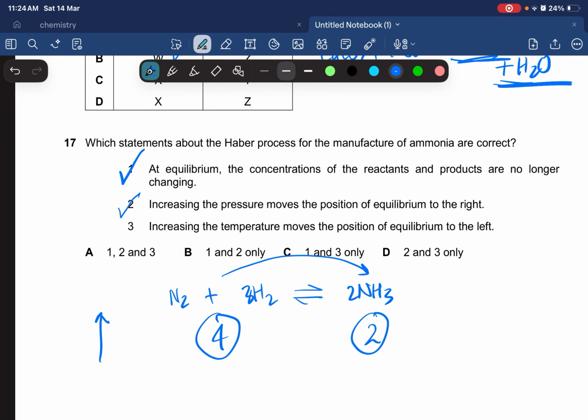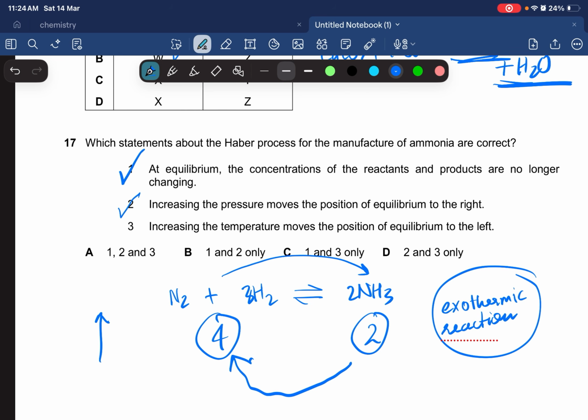Increasing the temperature moves the position of the equilibrium to the left. No, we know that Haber's process is an exothermic reaction. And since Haber's process is an exothermic reaction, increasing the temperature moves the position of the equilibrium to the left, not to the right. Okay, that's correct. Since it's an exothermic reaction, the equilibrium is going to move towards the left, because heat is going to be released, and in order to compensate for that, equilibrium is going to favor the endothermic reaction. So 1, 2, and 3.